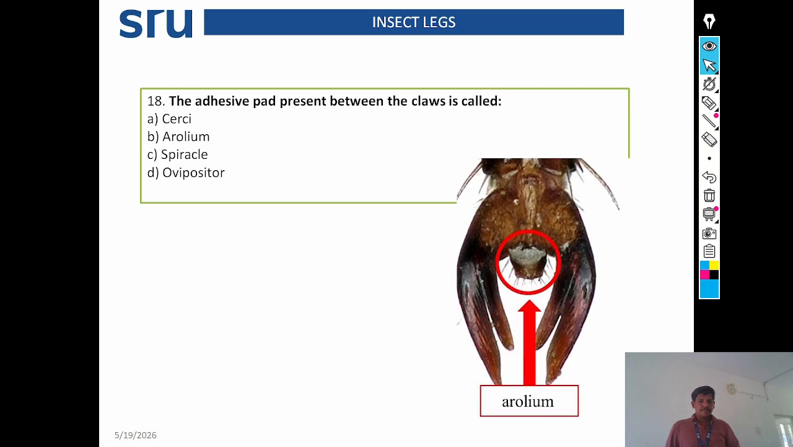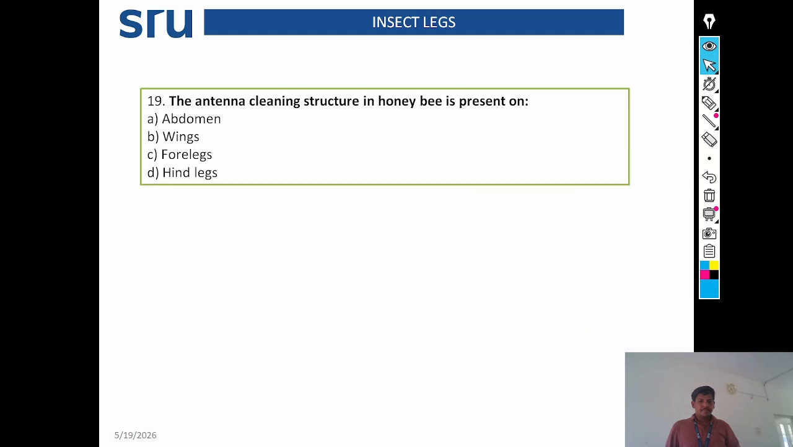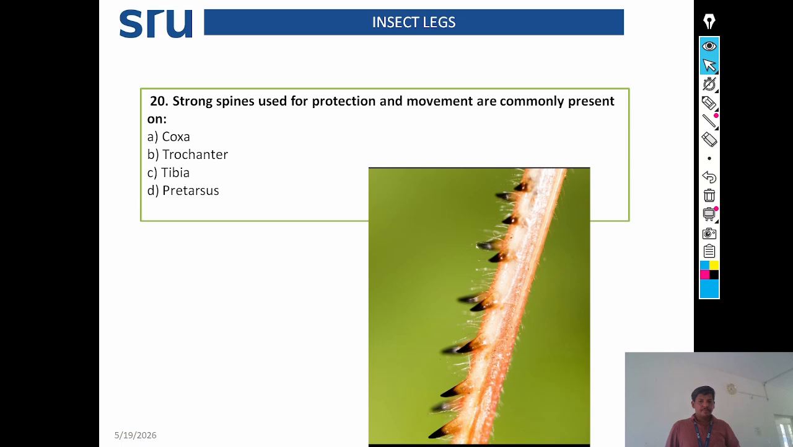The adhesive pad present between the claws is known as arolium. This arolium is used for walking on smooth surfaces. The antennal cleaning structure in honeybee is present on abdomen, wing, foreleg, or hind leg. Your correct answer is forelegs. Forelegs of honeybee are the antennal cleaning legs.